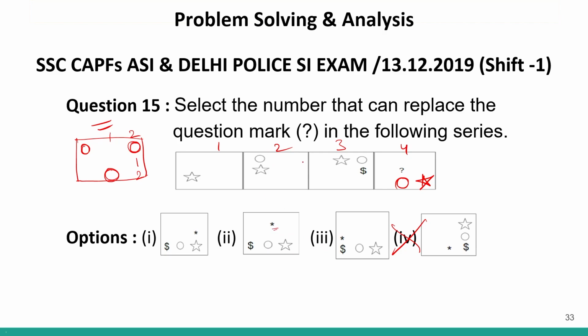So we know that whenever a new symbol is being introduced, over here the circle was introduced. So it was next to star. Then over here, dollar was introduced. So it was next to circle. So now, if dollar is over here and another symbol is to be introduced, it will be next to the dollar sign, which is over here. And in option number 3, we have this small star positioned next to the dollar. So option number 3 will be the correct answer.